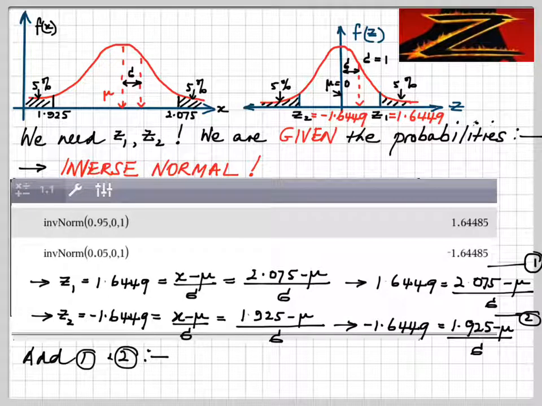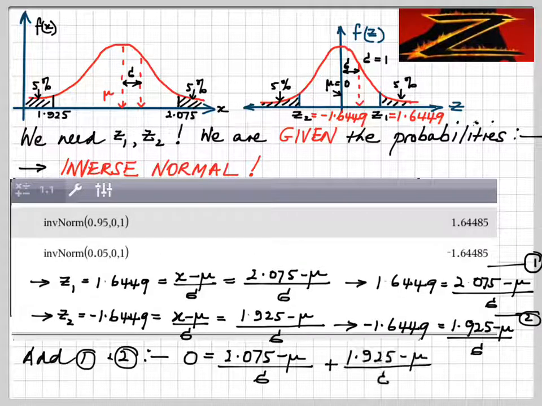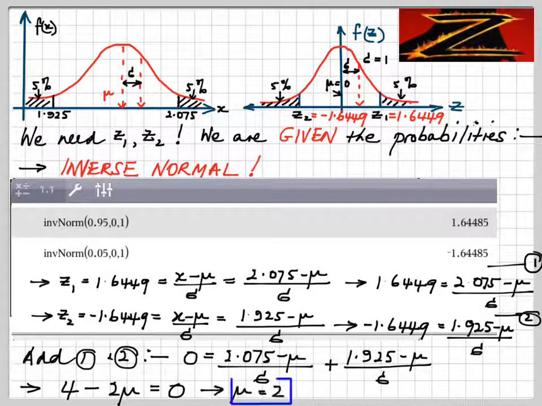So if we add equation 1 and 2, which I've decided to do, then the left-hand side comes to exactly 0 because those Z values cancel each other out. You get that funny looking thing. If you multiply both sides now by sigma, then the sigma will go away, which is very nice, and we get that amazing looking simple equation, don't we? And therefore, what is mu? I think you could have guessed that, really, because those two values, 2.075 and 1.925, are exactly 0.075 either side of 2. So there it is.